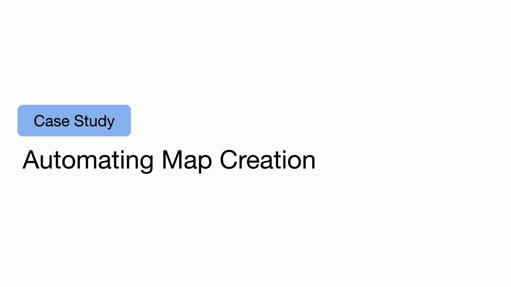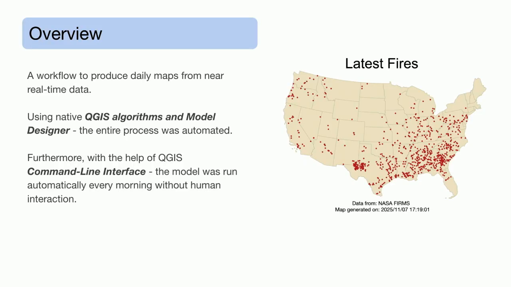The first case study I want to start with is where we want to automate some map creation. All of you might be thinking, if I do some processing, some analysis, I can automate that. But what if my process involves creating some maps? How can I automate this, and how can I take the whole workflow into QGIS?